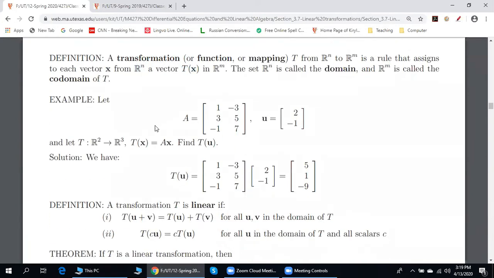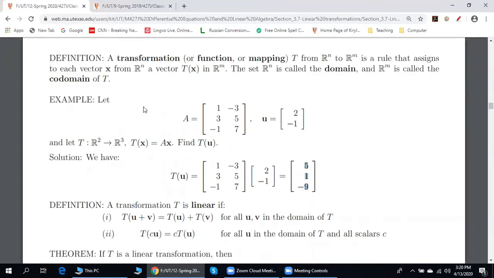Here's an example. Let us consider a transformation from R2 to R3, which is given by this formula, where A is this. Question, what is T of u? u is this. Answer, T of u by this formula is A u, and we multiply these two matrices together. Here is T of u. Note that T is from R2 to R3 because input is from R2, output is from R3.